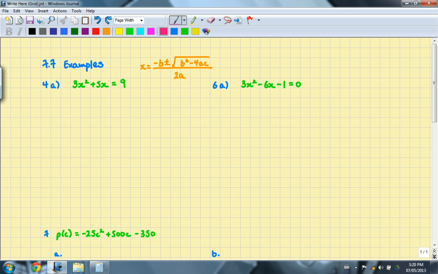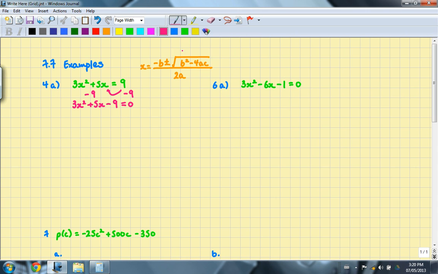And in order for us to use the quadratic formula to solve this quadratic equation, you need to first move the 9 over to the left-hand side. So the way that we're going to do that is by subtracting 9 from both sides. And once you do that, you'll get 3x squared plus 5x minus 9 equals 0.